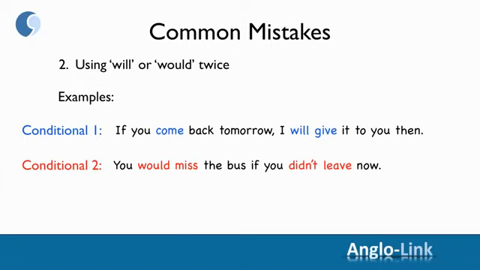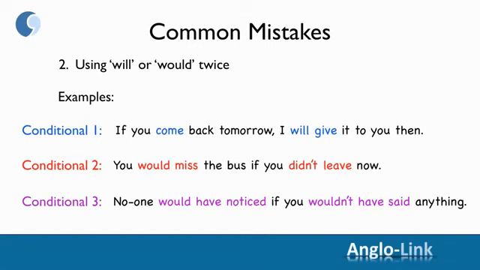And finally, an example in conditional 3. No one would have noticed if you wouldn't have said anything. Once again, no would in the if clause. So wouldn't have changes to hadn't, past perfect. No one would have noticed if you hadn't said anything.